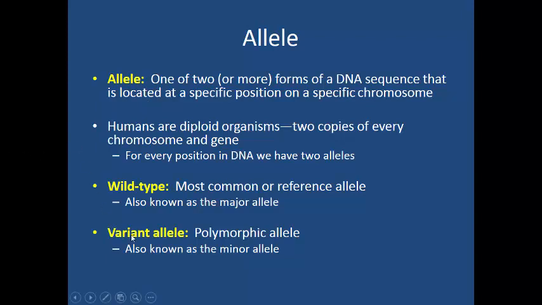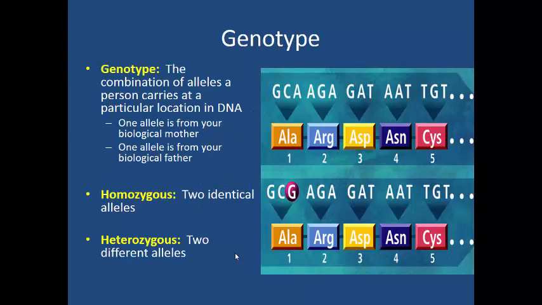The other type of allele you can have is a variant allele. That's a polymorphic allele, also known as the minor allele. The combination of alleles a person carries at a particular location in DNA is called a genotype. Again, remember that one allele is from your biological mother and one allele is from your biological father. If you have 2 identical alleles, you're considered to be homozygous at that position. If you have 2 different alleles, you're considered to be heterozygous at that position.